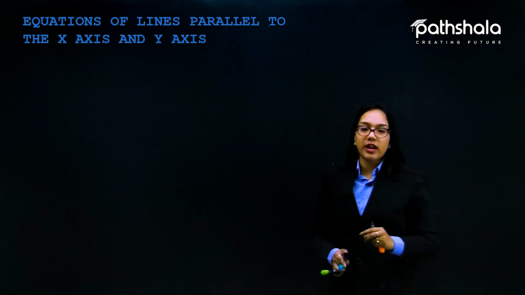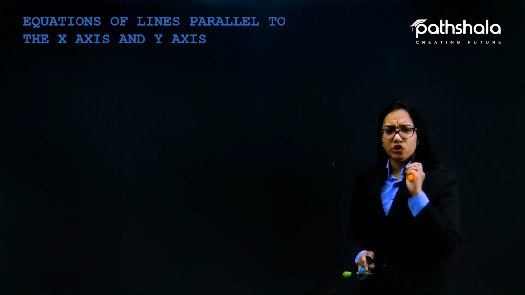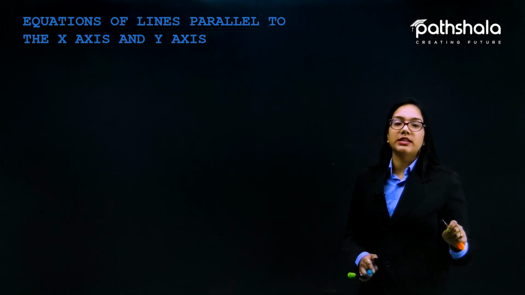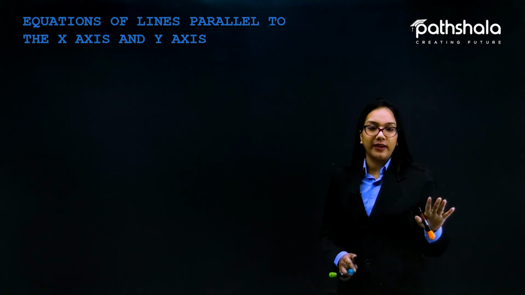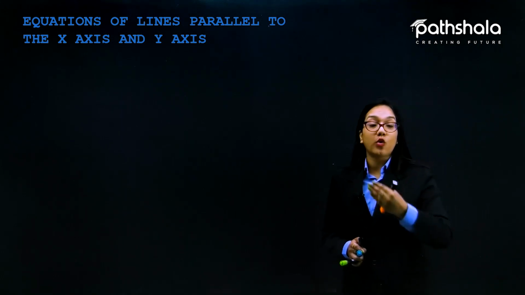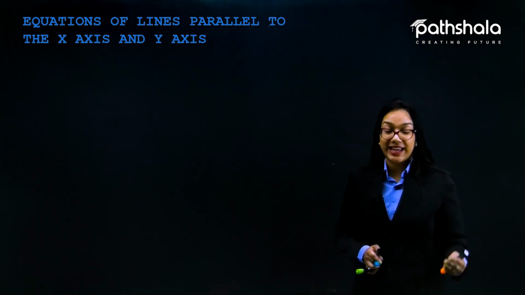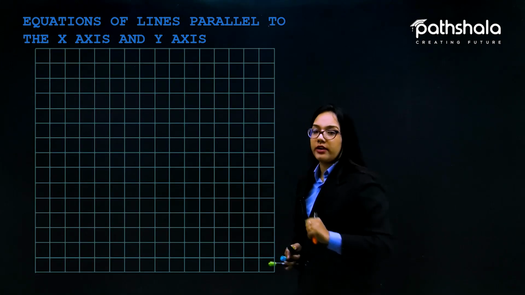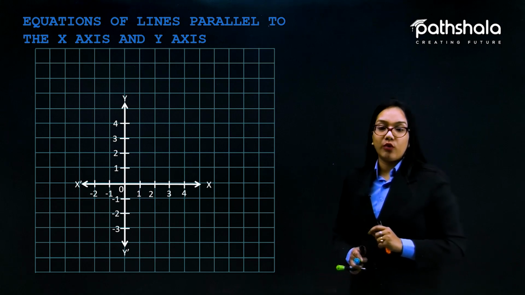So let's draw the graph of x is equal to 2. First of all, as we have x is equal to 2, it means there is no y in the equation. So for any value of y, x will always remain the same, that is 2. So let us suppose I am taking this particular graph and the Cartesian plane over here.